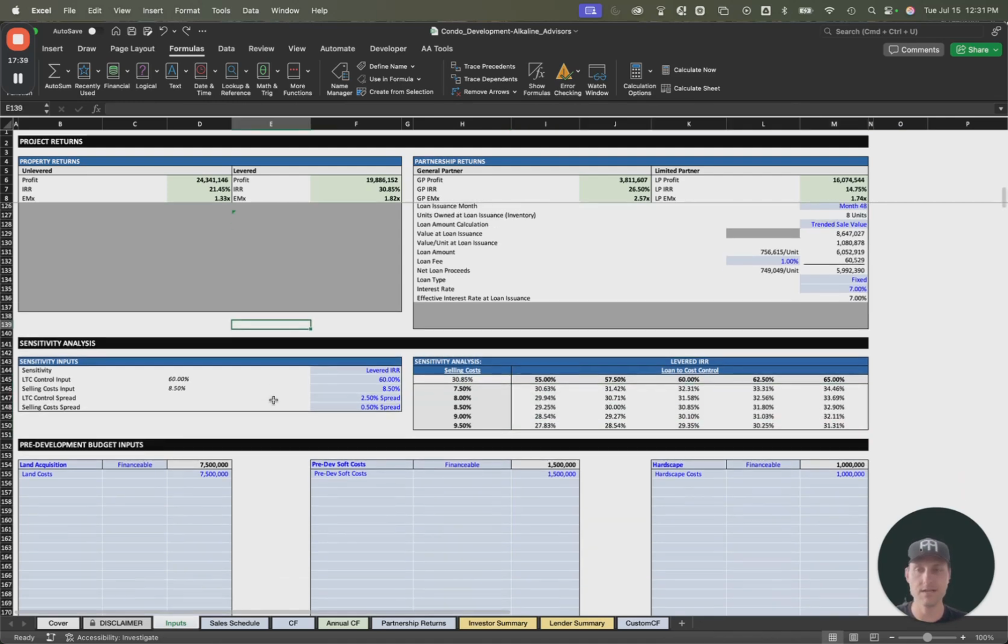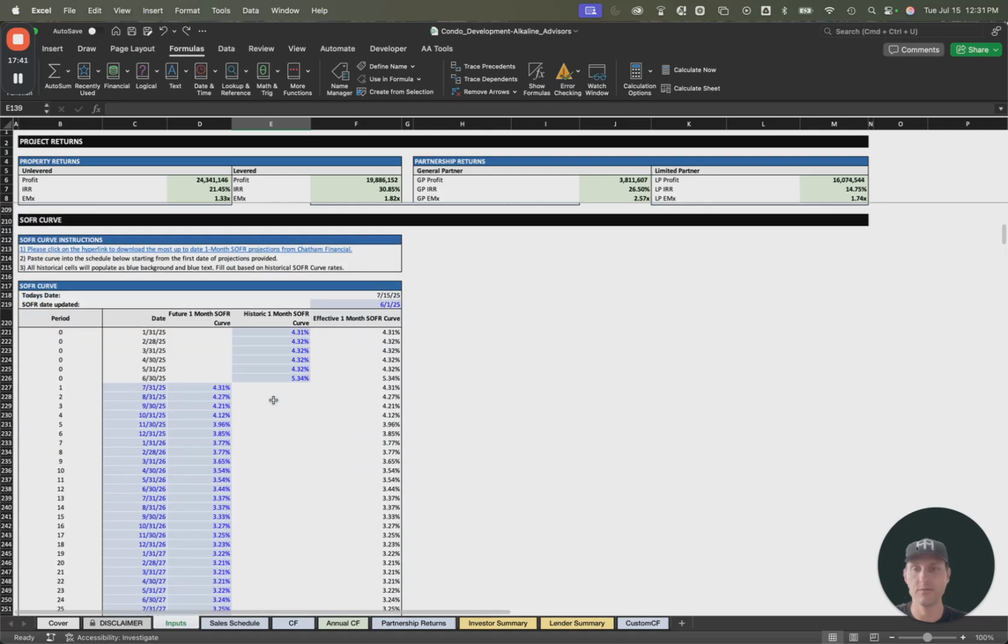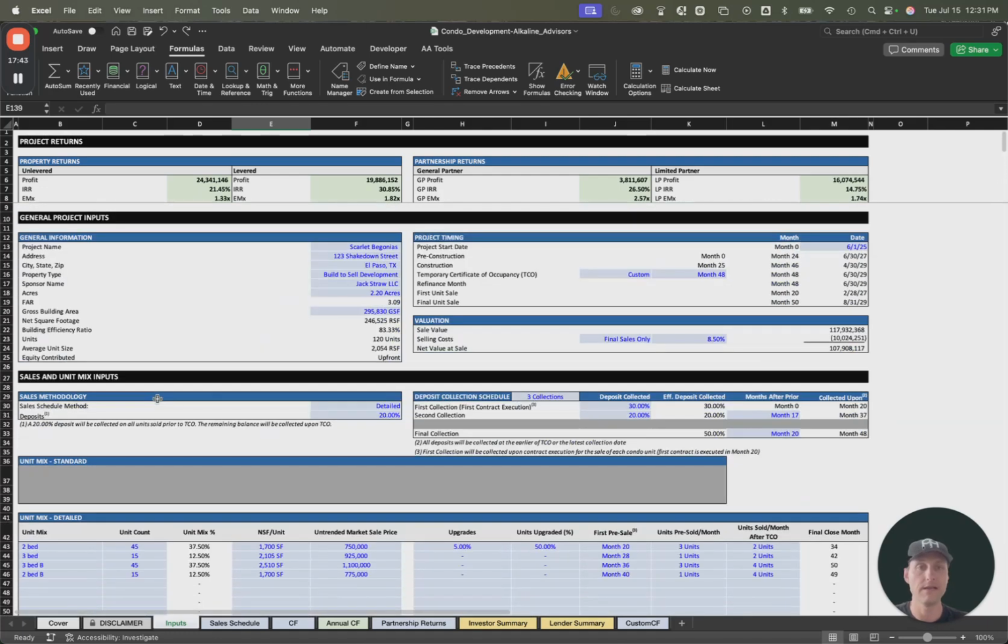So this is the inputs tab. I know it's a lot of information. We have the SOFR curve down below, but it is really straightforward. And ultimately, as I said, a majority of the inputs are on this tab, or the sales schedule tab if you have a custom unit sales schedule.